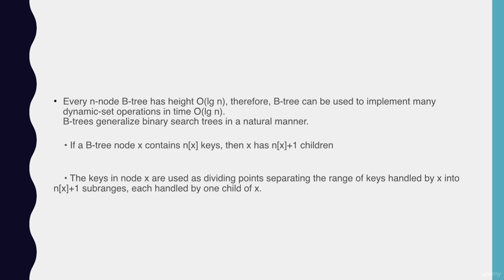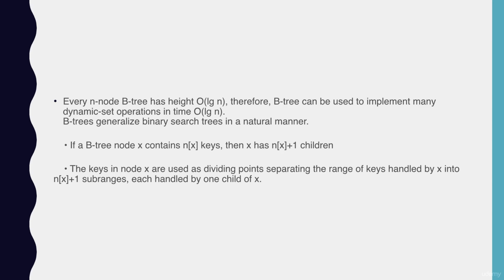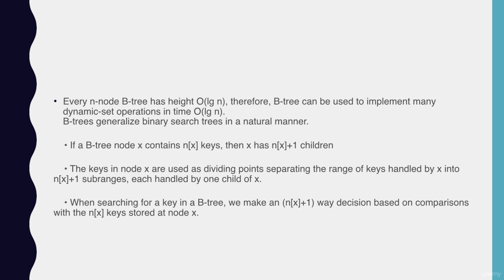The keys in node x are used as dividing points separating the range of keys handled by x into n[x] plus 1 subranges, each handled by one child of x. When we are searching for a key in a B-tree, we make an n[x] plus 1 way decision based on comparisons with the n[x] keys. Always, the number of decisions is based upon the number of keys present in the B-tree.